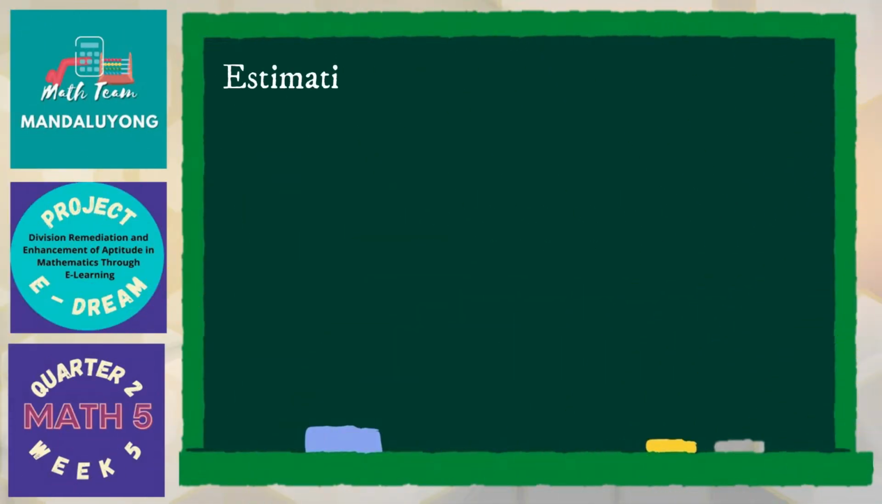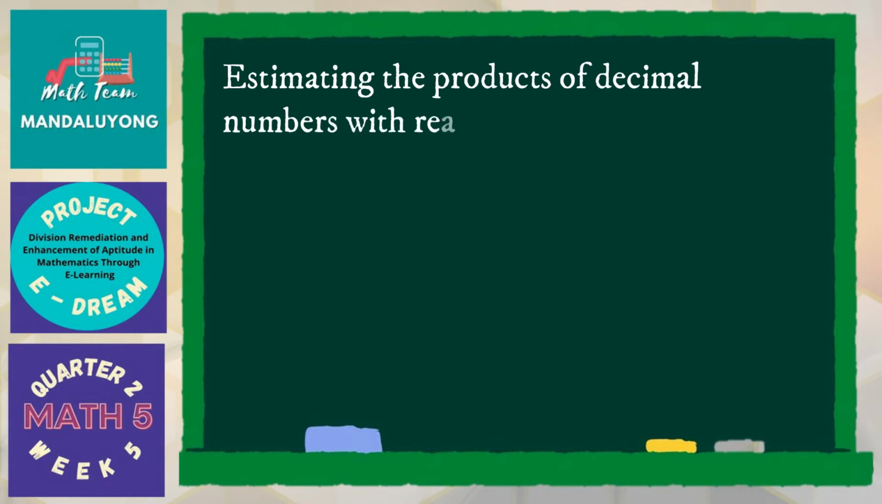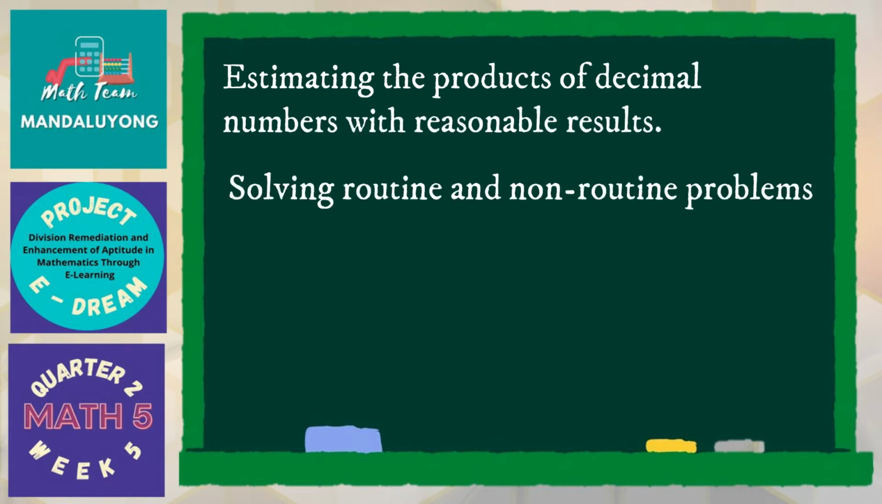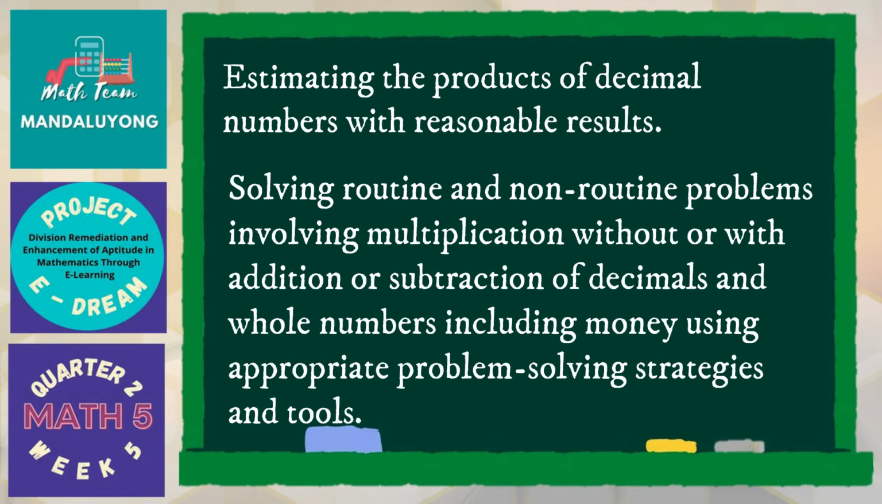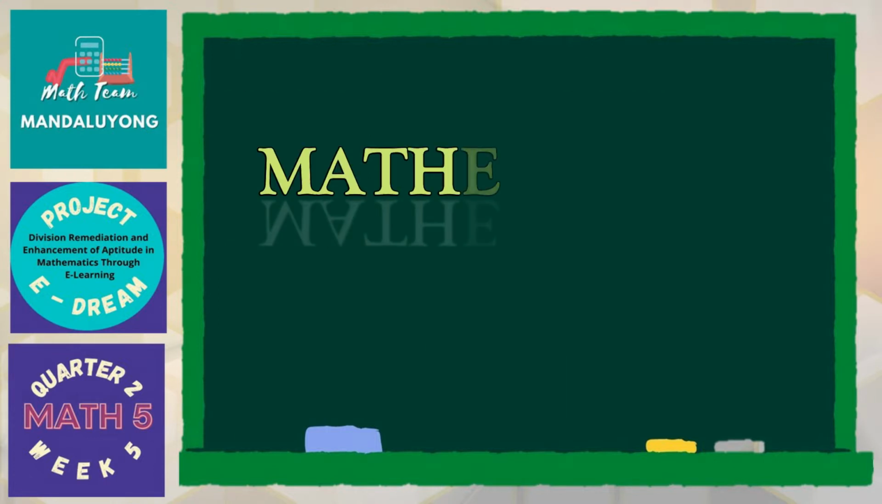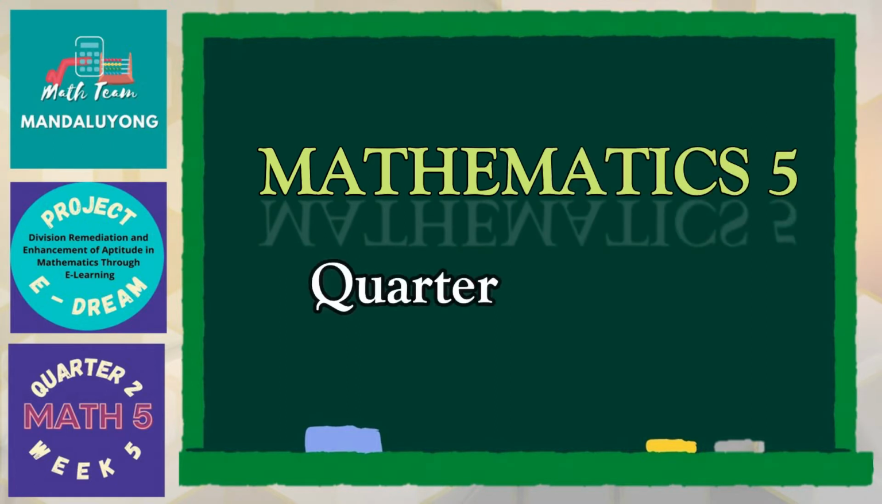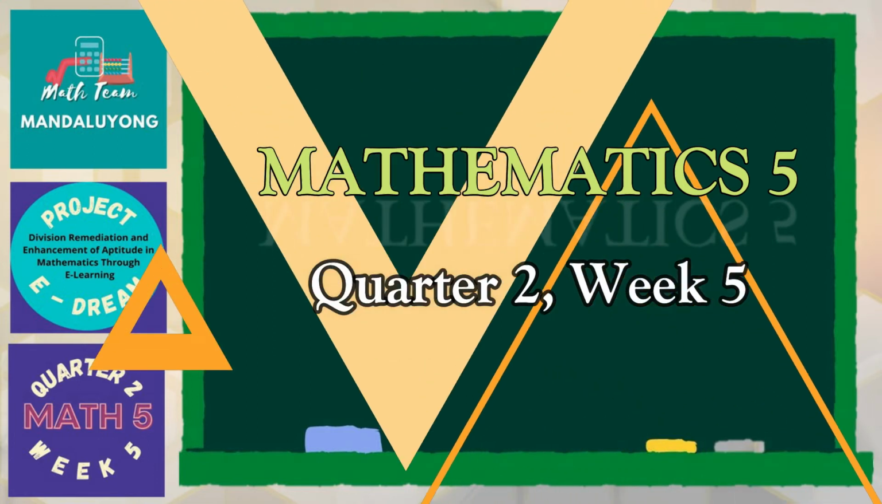I will be discussing estimating the products of decimal numbers with reasonable results, solving routine and non-routine problems involving multiplication without or with addition or subtraction of decimals and whole numbers, including money, using appropriate problem-solving strategies and tools. In Mathematics 5, Quarter 2, Week 5. Are you ready? Let's start!